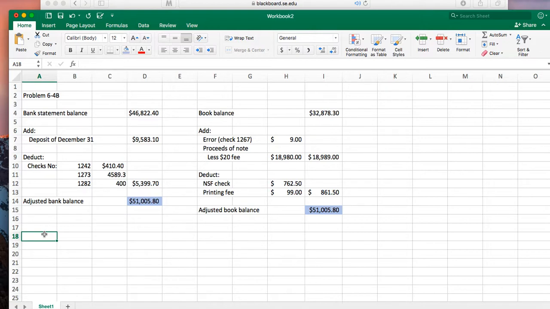Okay, so then we get to part number 2, and it asks us to prepare the journal entries necessary to bring the company's book balance of cash into conformity with the reconciled cash balance. So this is what we start with. Remember, book balance means that's what's in our general ledger, this 870,830. So we need to adjust anything on this side through journal entries.